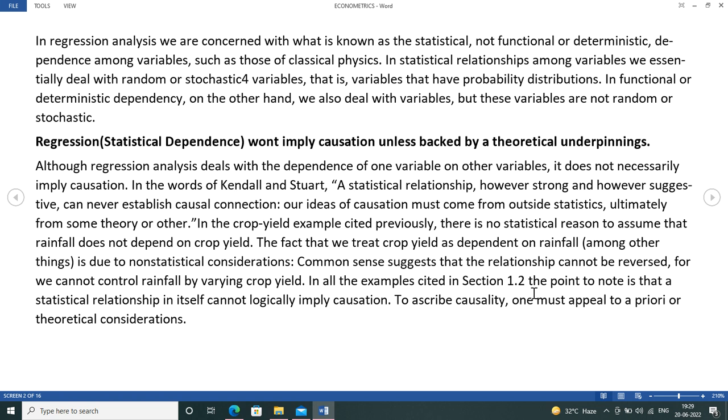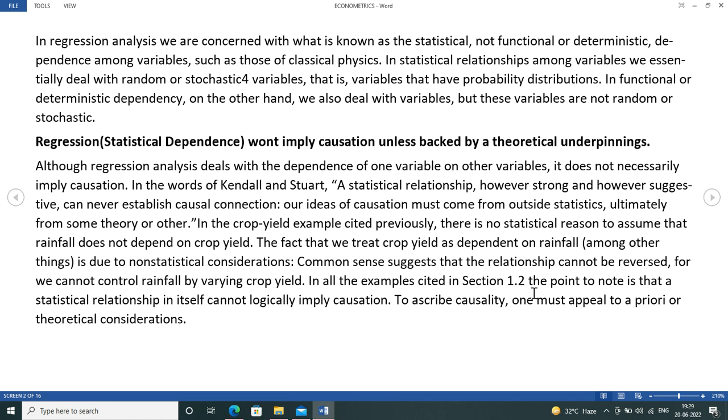For example, you can consider the Keynesian consumption function, where there is a positive relationship with income and a negative relationship with the interest rate. So that's how we should proceed. Statistical dependence, or regression, will not imply causation unless it is backed by some theoretical understanding.